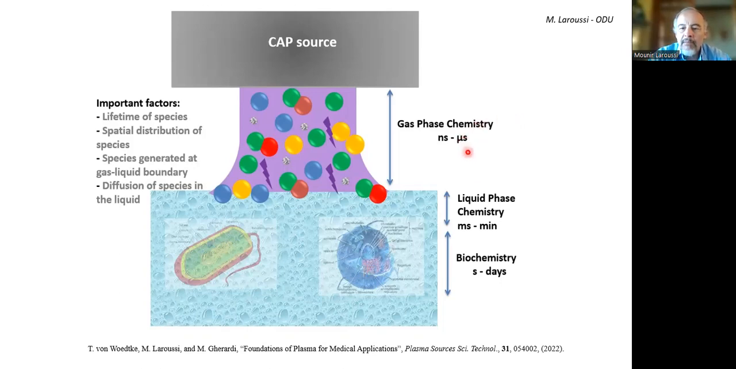And there is a big time span to consider, because the gas phase chemistry occurs in microseconds and nanoseconds. But the liquid phase chemistry can be in milliseconds to a minute, and the biological effect and the biochemistry can take hours and even days. So there is this long time that the effect will take to show on the cells or tissues. There are many important factors to consider here, and I have listed them here, so you can take a look at those.